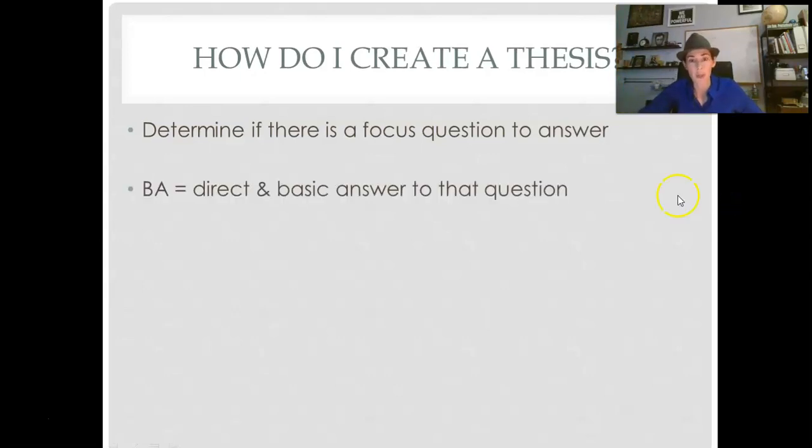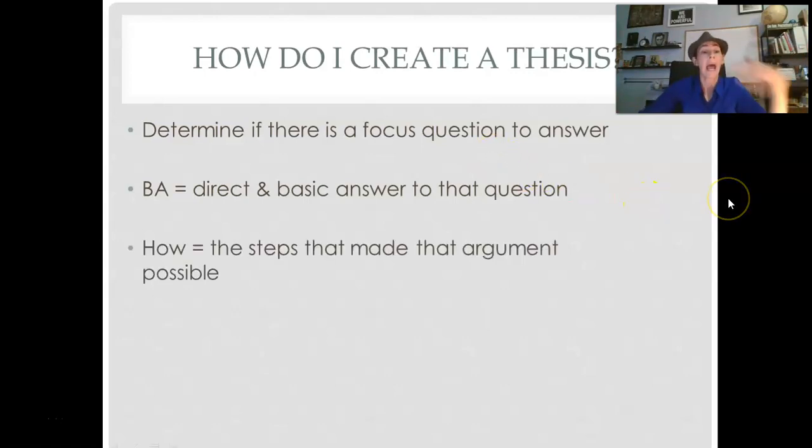So if there's a focus question, you need to directly answer that question. Your basic argument is a direct answer to that question. Not the question you wish was there, not what you think is there, the actual question. So it's really, really important that you understand what your teacher or professor is asking you to do. How, then, are those the steps that made the argument possible?